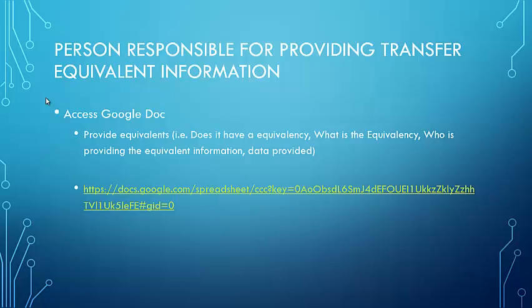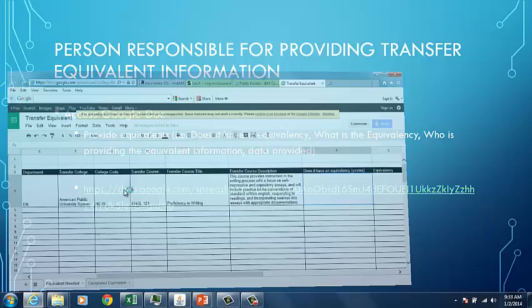The next step is the person responsible for providing transfer equivalent information. So they will need to access the Google Doc and they need to provide the equivalent. And for that, they're going to say, does it have an equivalent? Yes or no. If it's a yes, what is the equivalent? Who is providing the equivalent information? And the date it was provided. So once again, the person responsible for providing the data would access the Google Doc simply by clicking the link that you provided them.